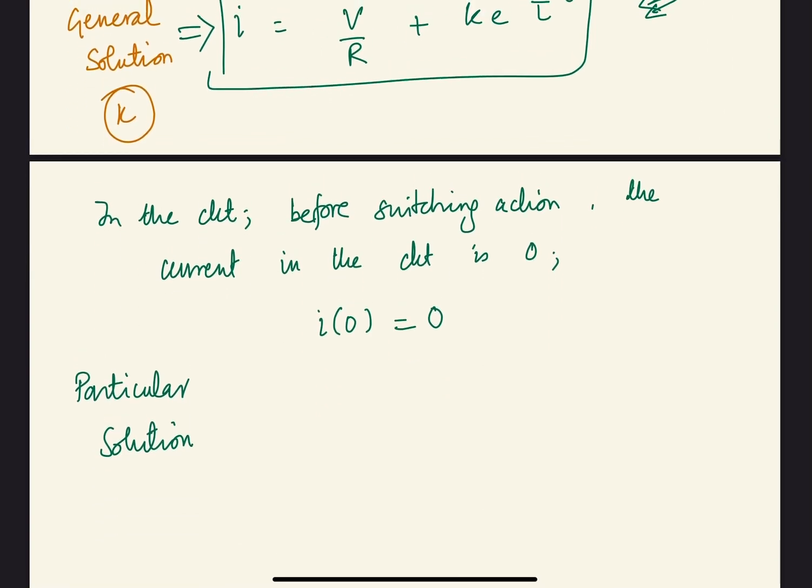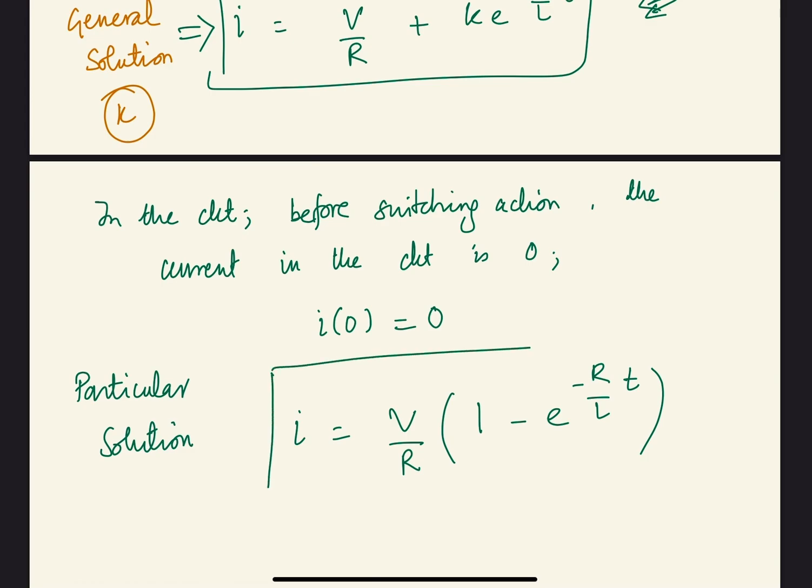this particular solution is going to be i equals V by R times 1 minus e to the power minus R by L times t. Okay, so this is the particular solution for this problem.